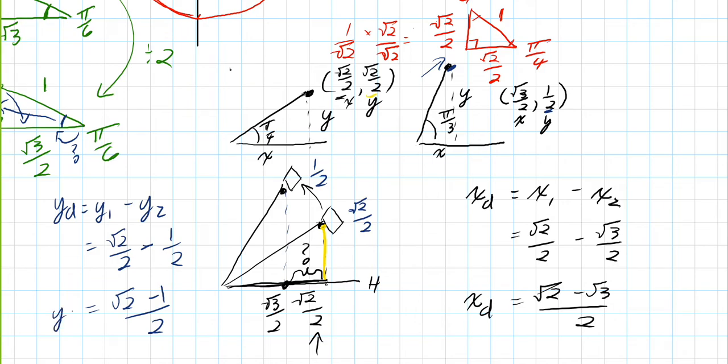You could argue that this is an expression for it. The distance of y is root 2 minus 1 over 2, and the distance of x, or the horizontal distance, is root 2 minus root 3 over 2. This would be keeping it in a real number form instead of having to break it down and estimate. So we'll jump out here.